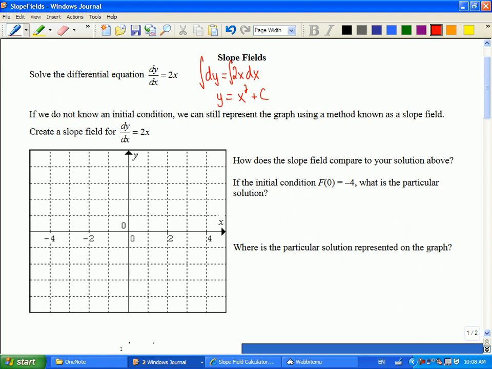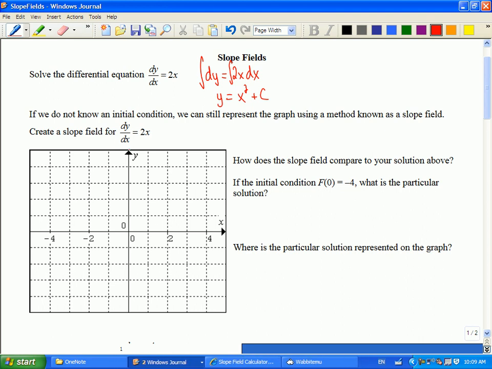So a slope field is the graphical way to represent this situation. Rather than solve it algebraically, because some differential equations we can't solve algebraically, we can represent with a picture what it looks like. So it's really simple how you create the slope field. You simply use the values at a point to calculate the slope there.